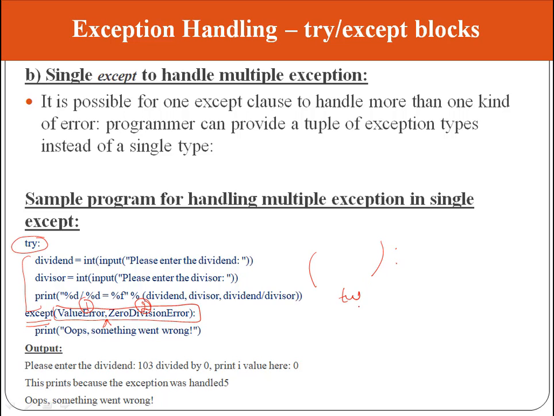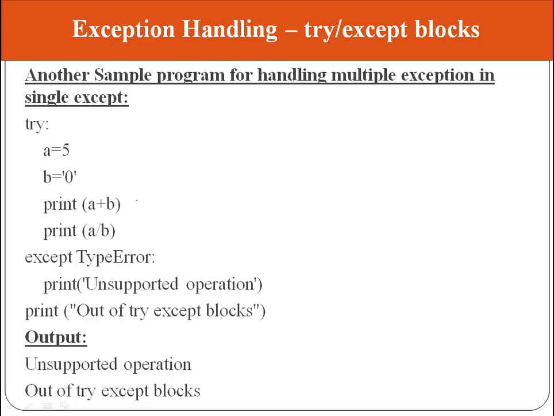So this becomes your tuple, and all the exceptions that you need to mention are the items of that tuple. So whichever error is coming, whether it is a value error or a ZeroDivisionError, it will display this message. Fine. So here also you can see a type error has occurred. So it has printed unsupported operation, then it displays this because this is outside the try-except blocks.